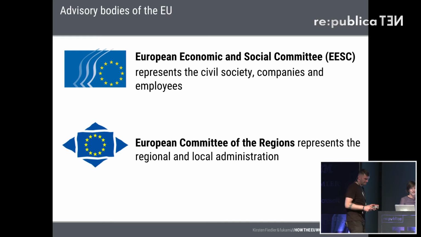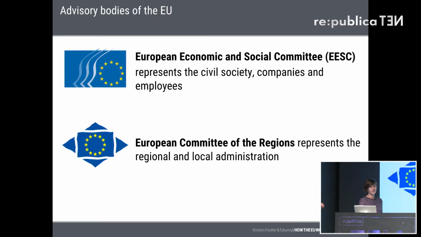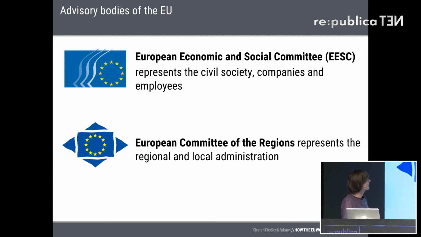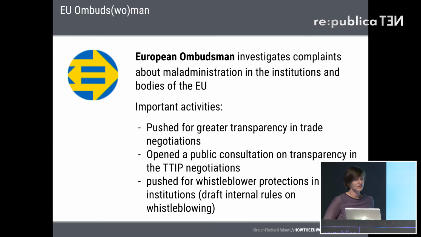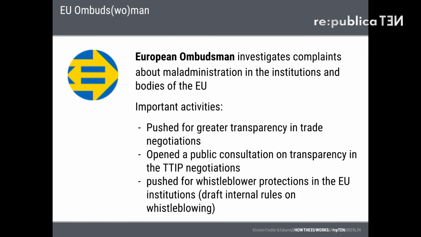Okay. And besides these three institutions that we just talked about, there are also a couple of other advisory bodies of the EU. For example, we have the European Economic and Social Committee, which represents organized civil society. And then also the European Committee of the Regions. Also a very important body for us is the European Ombudsman. Currently, the European Ombudsman is Emily O'Reilly, who investigates maladministration of the institutions.